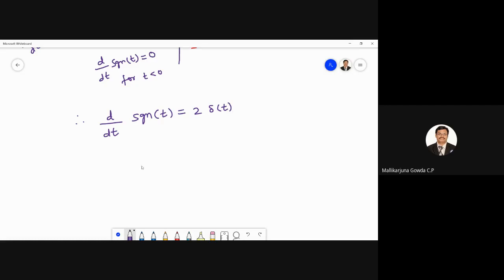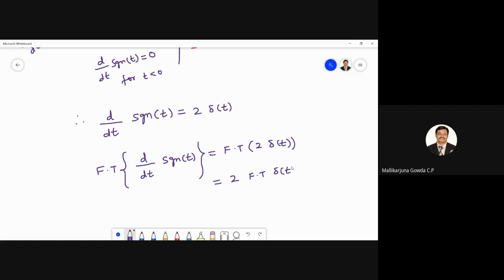Okay. So if I take the Fourier transform of this, what can I write? The Fourier transform of d by dt of sgn of t is equal to the Fourier transform of this one, 2 into delta of t. So 2 is a constant, I can take it outside. Then I can ask, what is the Fourier transform of delta of t?